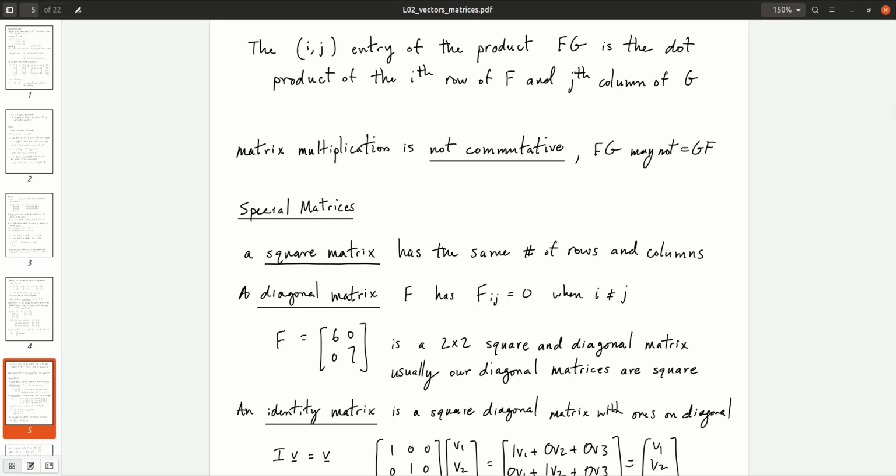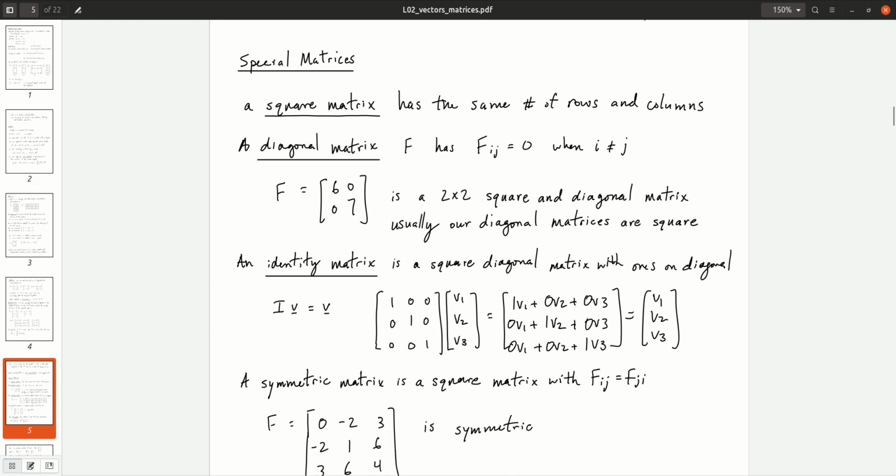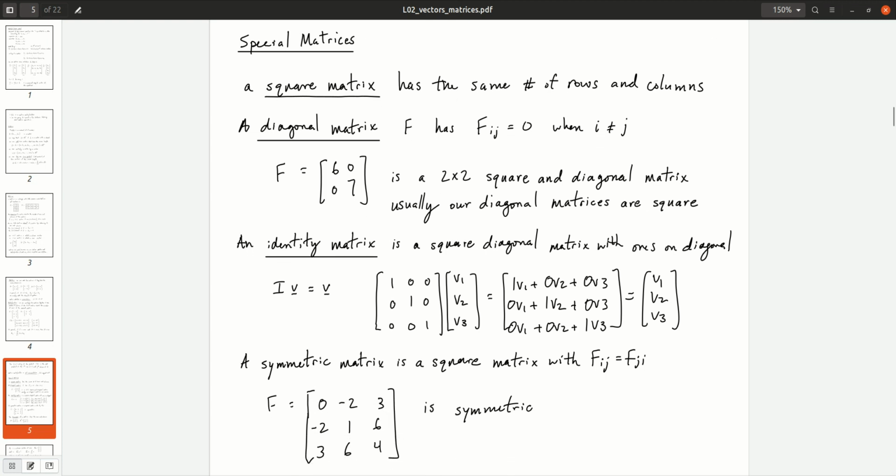And even if it was true, if these were both square matrices, for example, which I'll define in a minute, even if you could do both matrix multiplications, the answer may not be the same. So matrix multiplication is not commutative. Now, there are a bunch of different special types of matrices that we'll be using pretty substantially in this course.